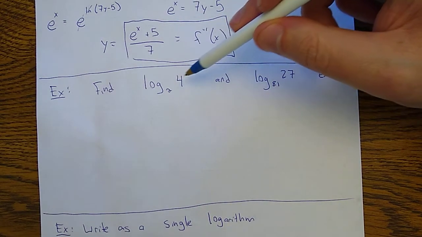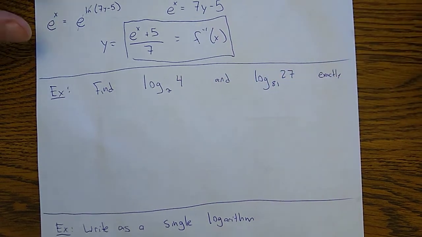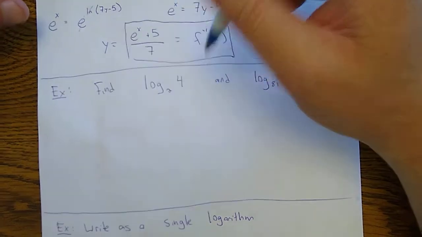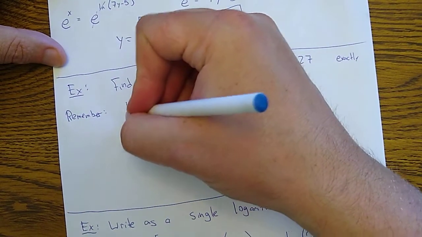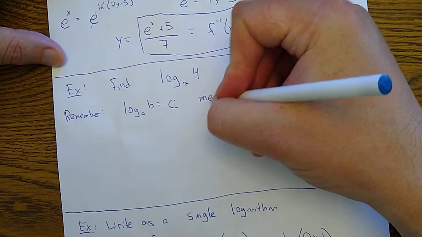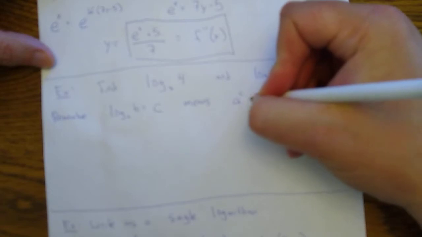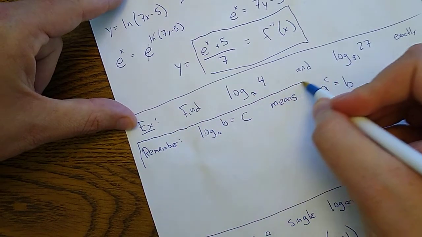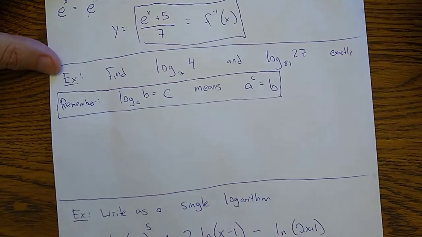So in the online homework, there's a couple of problems where you are finding logarithms exactly. So to do something like this, it helps to remember what logarithms mean. We say log base a of b equals c. That means the same thing as the following. A to the c power equals b. This is the key to solving all of these.